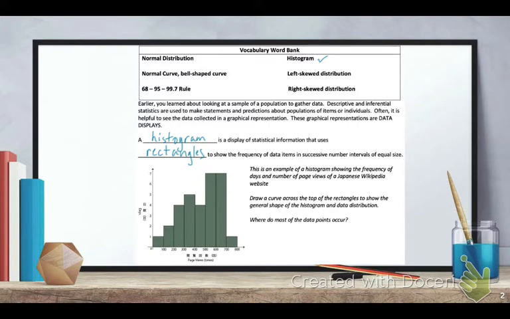So let's look at the example on my screen and in your notes. This is a histogram. It's an example of a histogram showing the frequency of days and number of page views compared to number of page views of a Japanese Wikipedia website. So let's draw a curve across the top of these rectangles to show the general shape of the histogram and data distribution. So notice that it is comparing days with page views. So I'm just going to hit the tops.